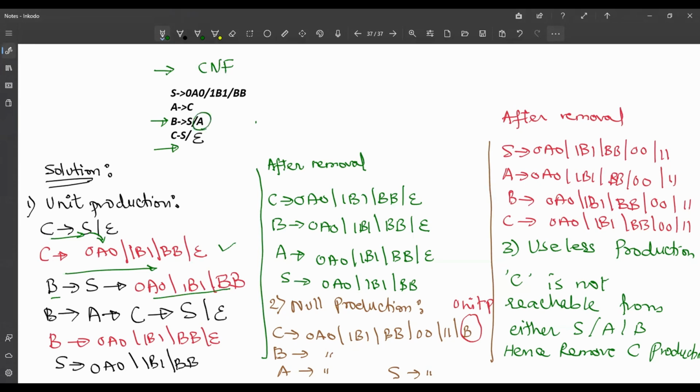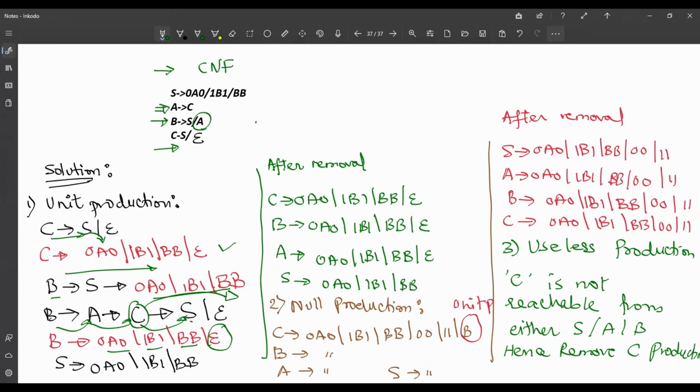Now B is producing A. So we will put the values of the production of A, where we can find that A is also producing C. So B is producing A, which is producing C. C is producing S, and the value of S is the same thing, that is 0A0, 1B1, BB, and because of this same, C is producing S also, and C is producing epsilon. So this epsilon is also added in the production of B.